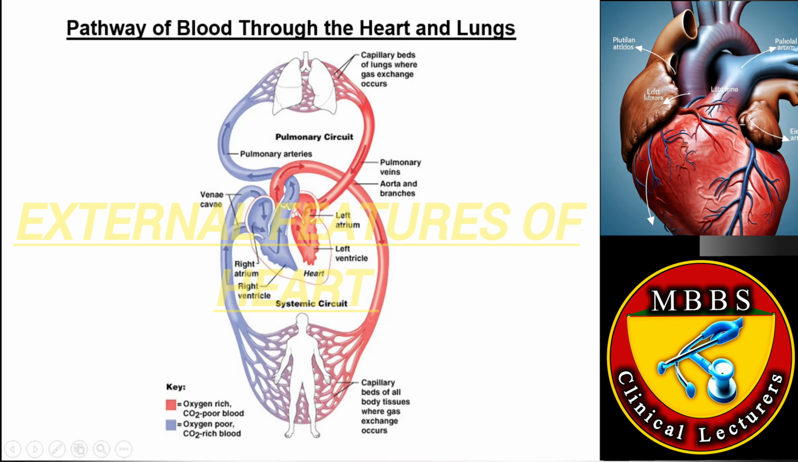From the left atrium, there is a bicuspid valve to the left ventricle, and from the left ventricle through the aortic semilunar valve towards the aorta. And from here, it goes into the systemic circulation.